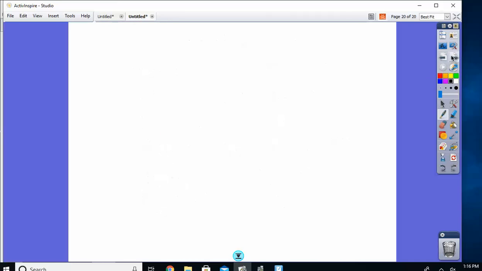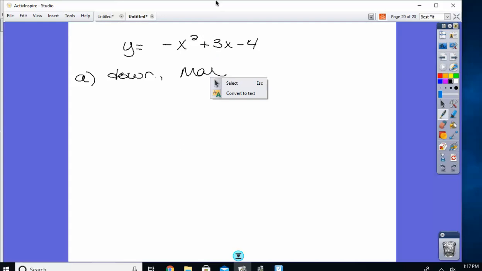Alright, let's say I gave you y equals... Let's walk through it. It's kind of like number 10. I'm just making one up to go with it. So part A, does this open up or down? Down. Okay, does that mean it has a maximum or a minimum? Maximum. Okay, so we're okay with that?